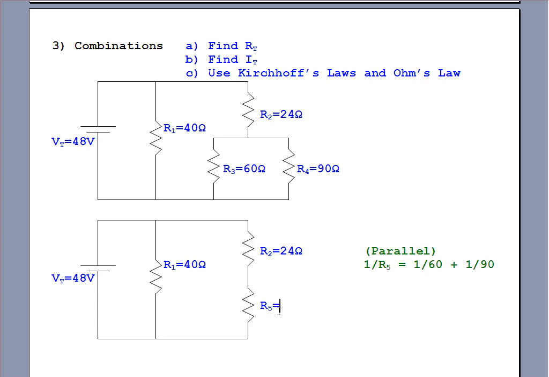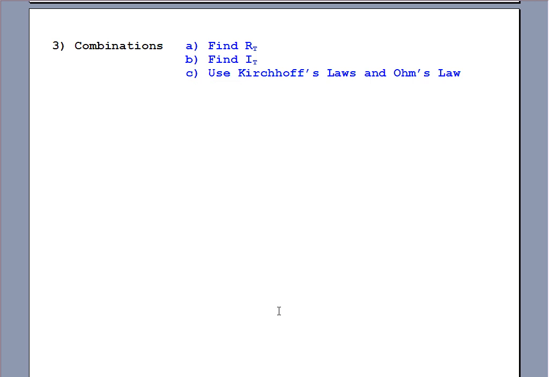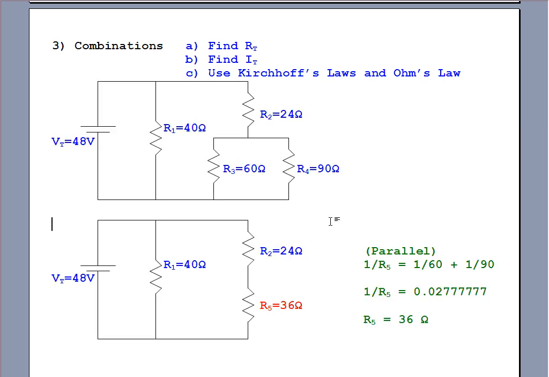So I would do a parallel calculation where I would go 60 flipped plus 90 flipped and then flip it back after you've added. And I promise you the final answer should be less than the lowest one you see. It should be less than 60. And when you do, you find that it's actually 36. So we can put that 36 in there instead of the 60 and the 90.